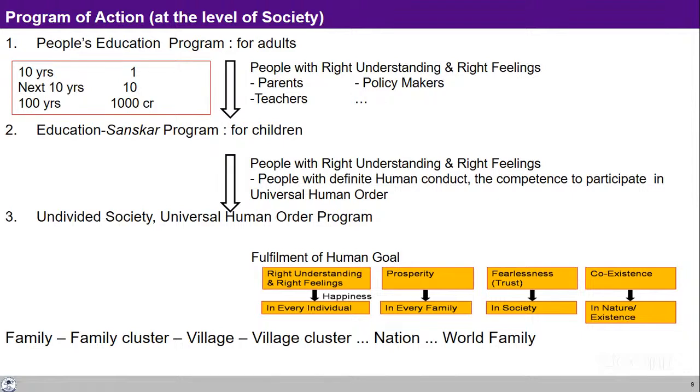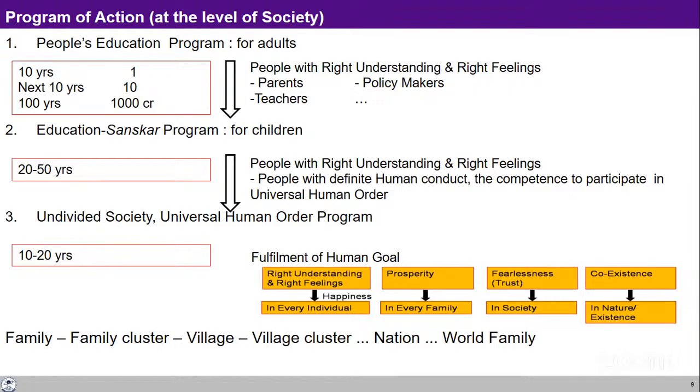We are thinking that it takes at least 10 years for one person. So in the next 10 years, 10 people; 100 years for 1,000 crores. So it will take a long time. But if we can conduct this education sanskar program for children, we can extend it to a large number of children. So mostly a lesser number of years, 20 to 50 years. But if we are able to conduct programs at the society level, 10 to 20 years.